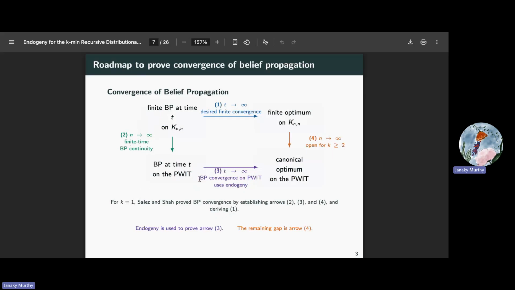The proof of the convergence on PWIT uses a mathematical property called endogeny, which will be the key focus of our work. Finally, using the fact that the optimal value on the finite graph converges to the optimal value for the PWIT, Salez and Shah show that as t goes to infinity, the belief propagation algorithm on the finite graph converges to its optimal value.